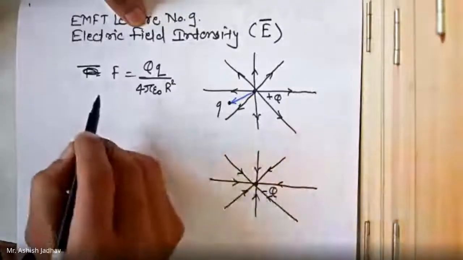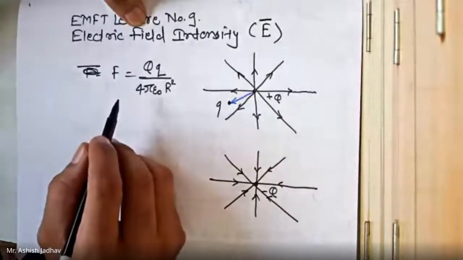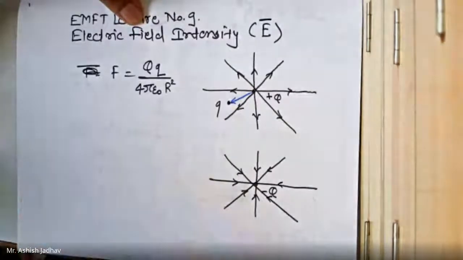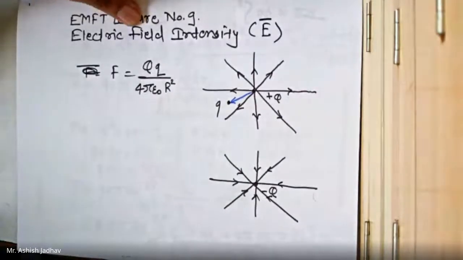Now I'm going to define electric field intensity. Electric field intensity is defined as force per unit charge, right? Electric field intensity is defined as force acting per unit test charge. So if I want to write this mathematically, it is the force per unit charge exerted on the test charge.